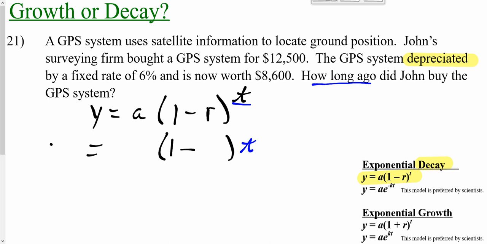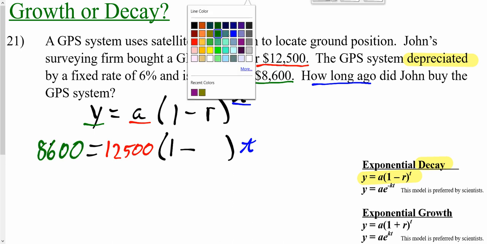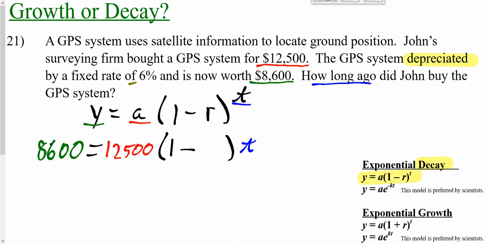And then we know that the initial value is this, so that's our A. We are looking at it going down to this value here, so that's going to be our Y. And then we have a rate. That's our R, but remember you have to change that into a decimal. Your decimal point's here, you got to move it 2 places to the left, so it's a 0.06.